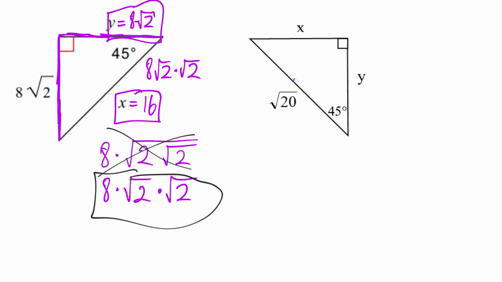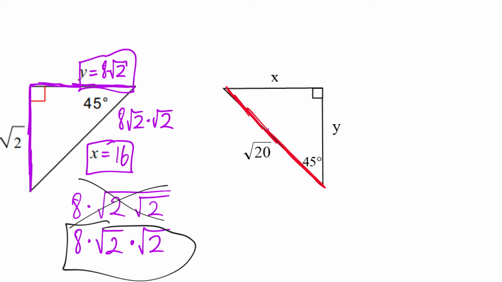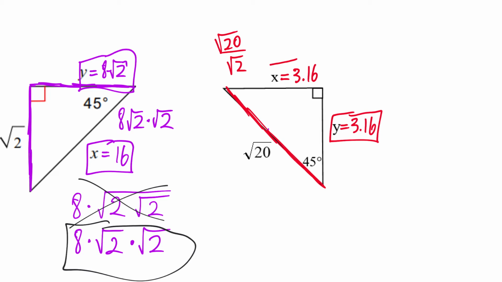All right. And then this last one. Okay, I know this one is square root of 20. Okay, so is that a leg or a hypotenuse? Hypotenuse. So how am I going to get from the hypotenuse here back to the leg? Divided by the square root of 2. So if I have the square root of 20 divided by the square root of 2, all right, what does that give you? It gives you 3.16, and both of these are going to equal to each other, 3.16.